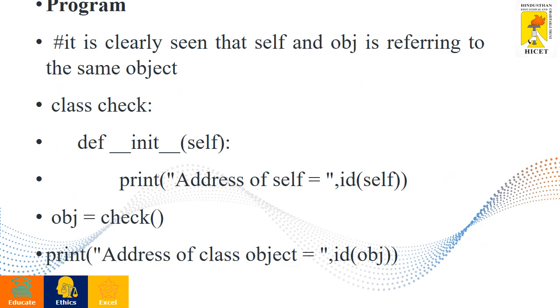This program tells what self and obj are. So self is an instance of the object. obj is also the same. It refers to the same object.